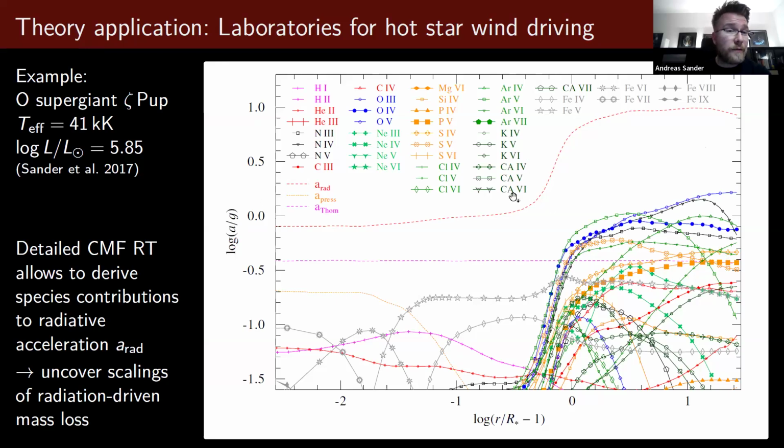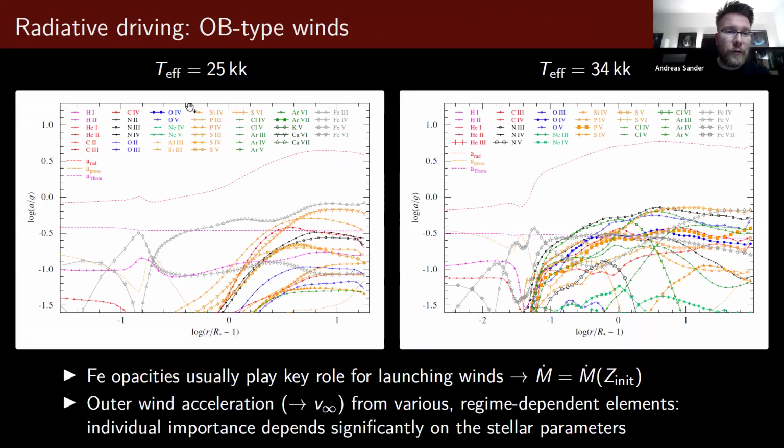This looks like this for a zeta Puppis-like model with 41 kilokelvin, but actually if you do models in different regimes, you will see that the lines change, and also the colors change, and I have used the same colors for the same ions. So you see when you go to different regimes, the contributions to the radiative acceleration change, but usually the iron opacities will still play the key role for launching your winds, which means that the mass loss rates are significantly depending on the initial metallicity.